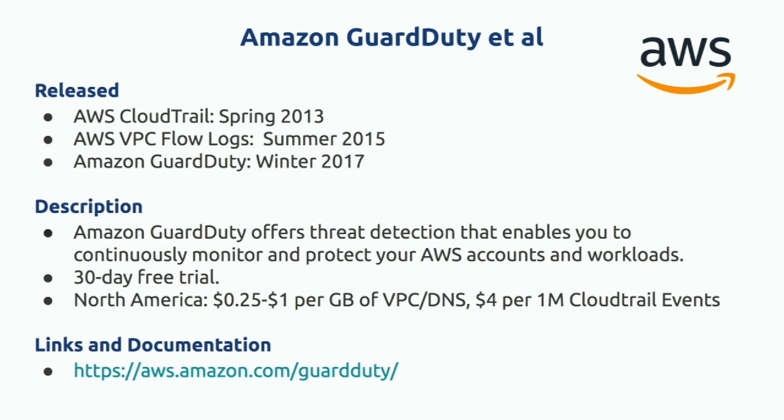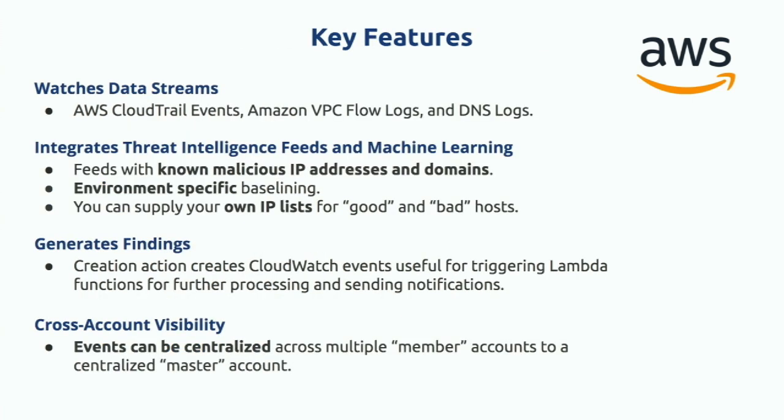What's good about it, it has a 30-day free trial, so if you want to see how much that's going to cost based on your workloads, based on the network traffic, you can try that out without having to pay a dime for that first month. So where do they get data from? They get data from CloudTrail events, VPC flow logs, and DNS logs, right? Notice no host-based items in there just yet. That's for you to bring, right?